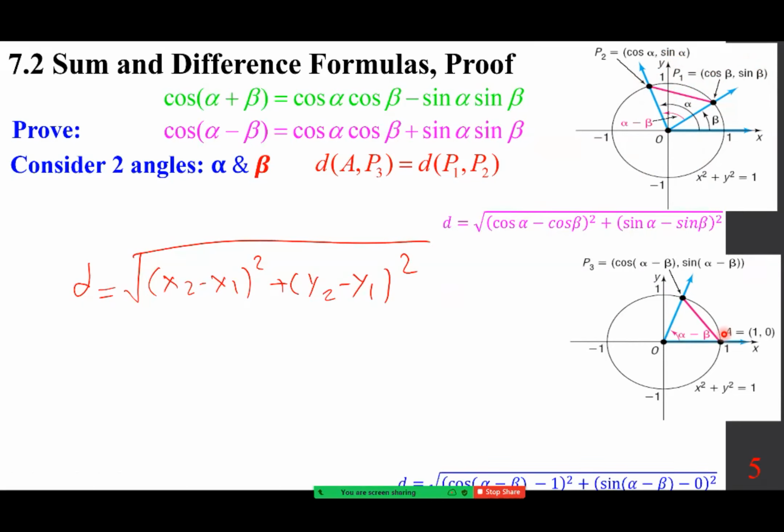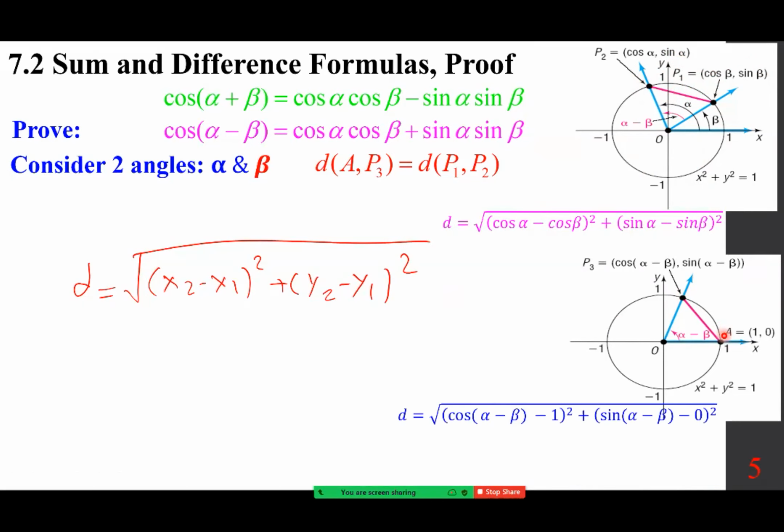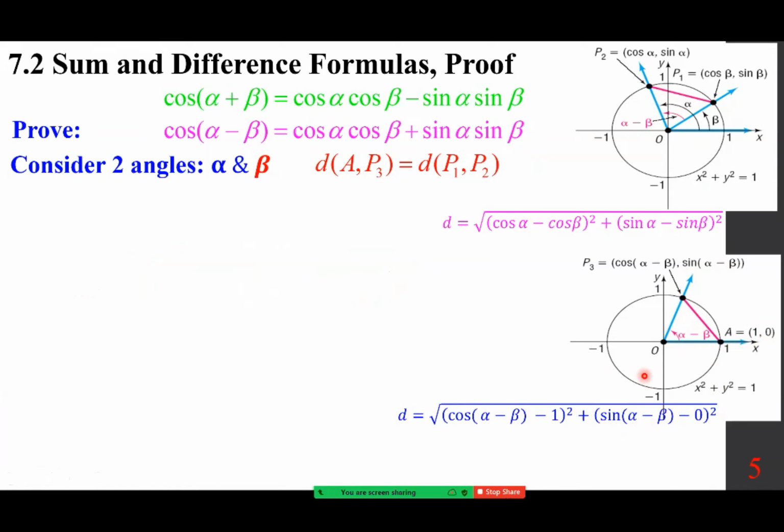For this one, cosine of alpha minus beta minus the x coordinate, which is 1 here, quantity squared, plus sine of alpha minus beta, and the y coordinate is 0 here, minus 0 quantity squared. And as we mentioned, these two are identical simply because they cover the same central angle, namely alpha minus beta. So let me clean this up. This is equal to this, and it is easier to work with the squared version. So we take this out, and we take this one out too, to work with it.